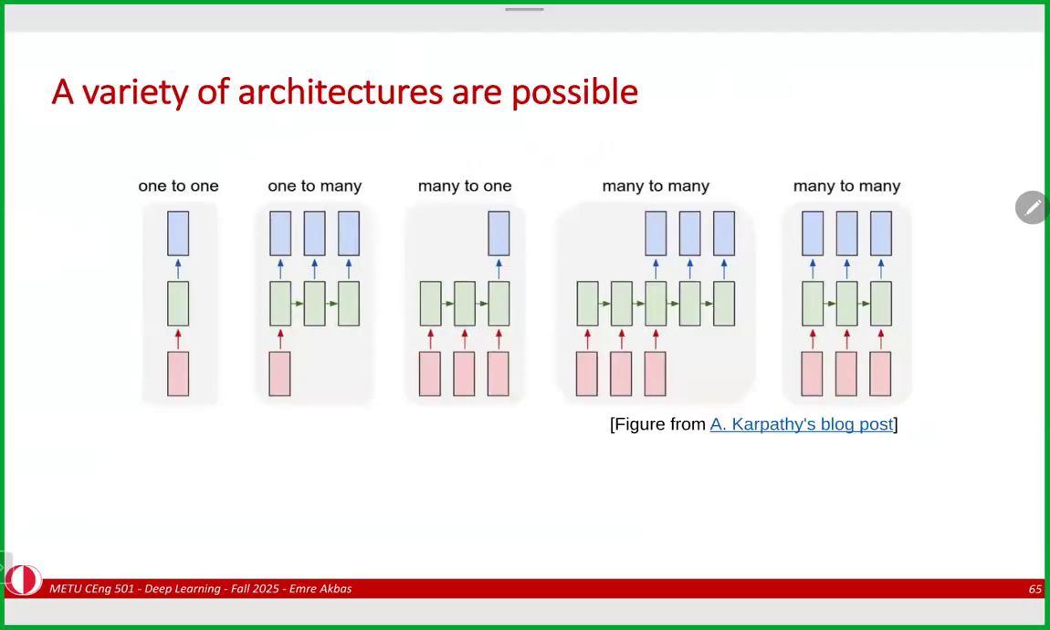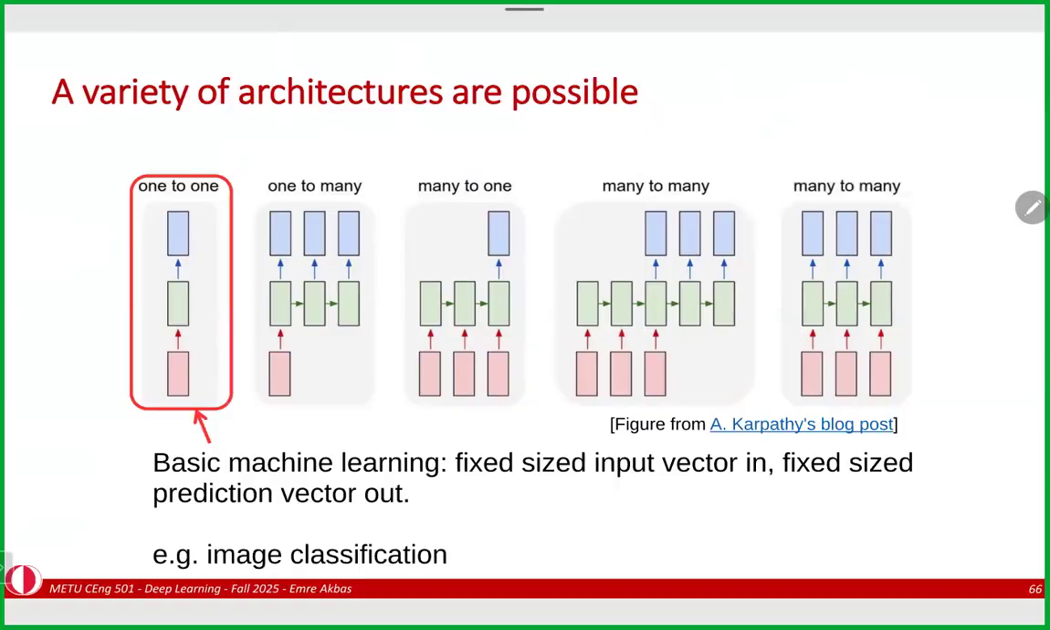Because of this flexible processing scheme of RNNs, you can solve a variety of problems. For example, you can solve a one-to-one problem, and this is a basic machine learning. You get a fixed size input vector in and a fixed size prediction vector out, for example, image classification. You can solve image classification using an RNN, theoretically.